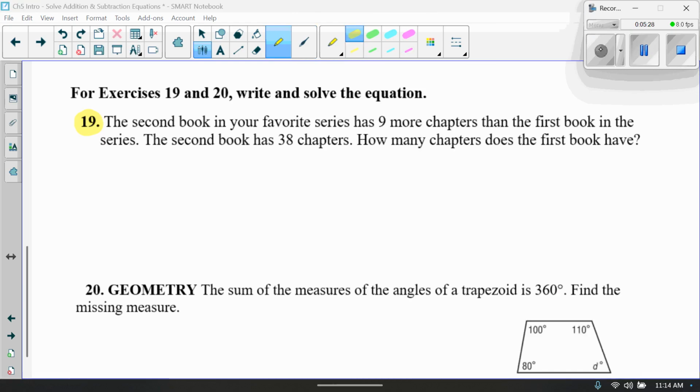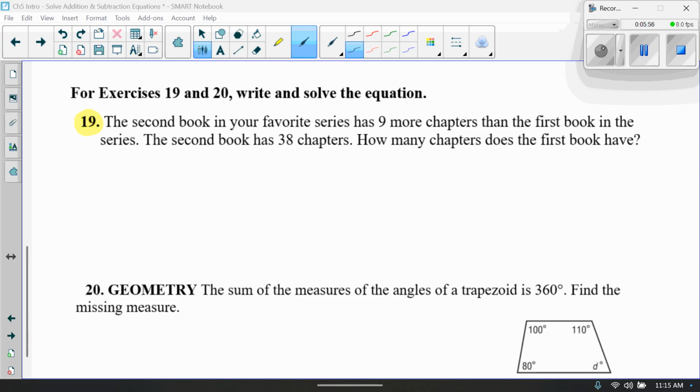All right. So for number 19, this is a word problem. It says the second book in your favorite series has 9 more chapters than the first book in the series. The second book has 38 chapters. How many chapters does the first book have? So you guys, we need to write an equation and then solve it to get this answer. Is everybody clear? All right.